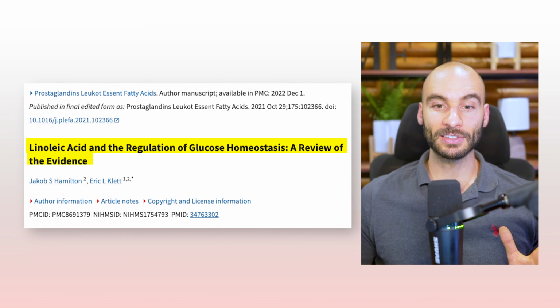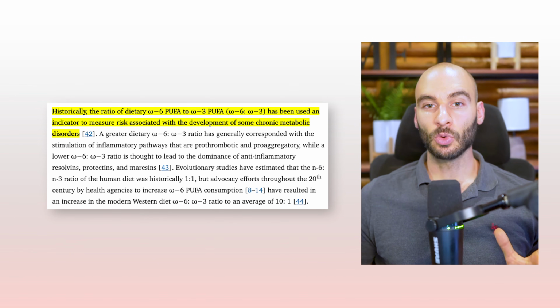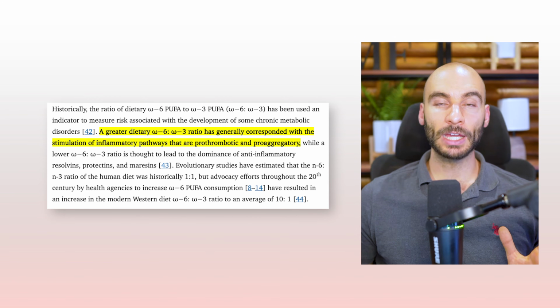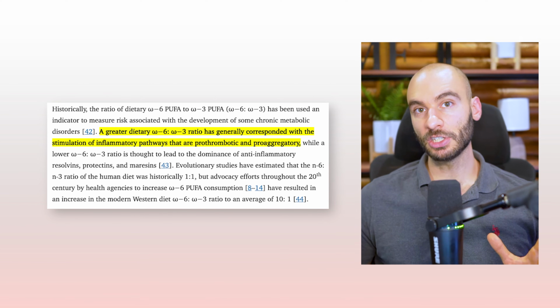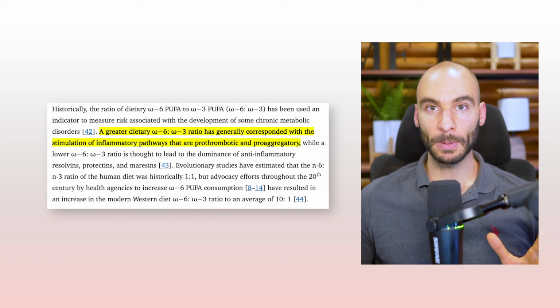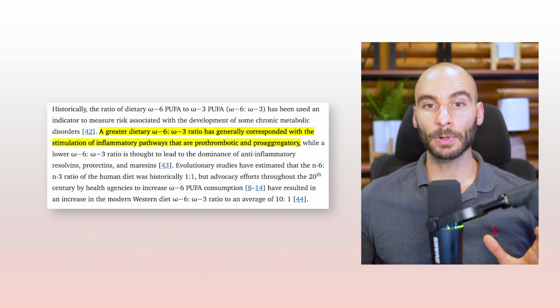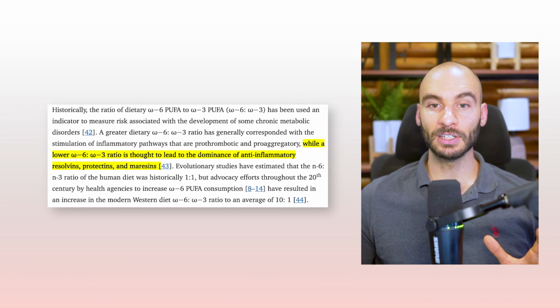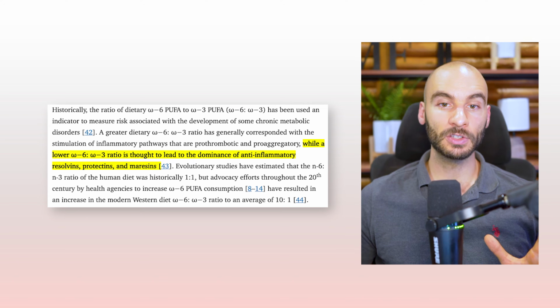So I want to talk about some of these studies. We have a paper here titled Linoleic Acid and the Regulation of Glucose Homeostasis, our view of the evidence. And what they say is, historically, the ratio of dietary omega-6 to omega-3 PUFA has been used as an indicator to measure risk associated with development of some chronic metabolic disorders. A greater omega-6 content in ratio to omega-3 has generally corresponded with the stimulation of inflammatory pathways that are prothrombotic and pro-aggregatory, while lower omega-6 to omega-3 ratio is thought to lead to the dominance of anti-inflammatory resolvins, protectins, and maresins.